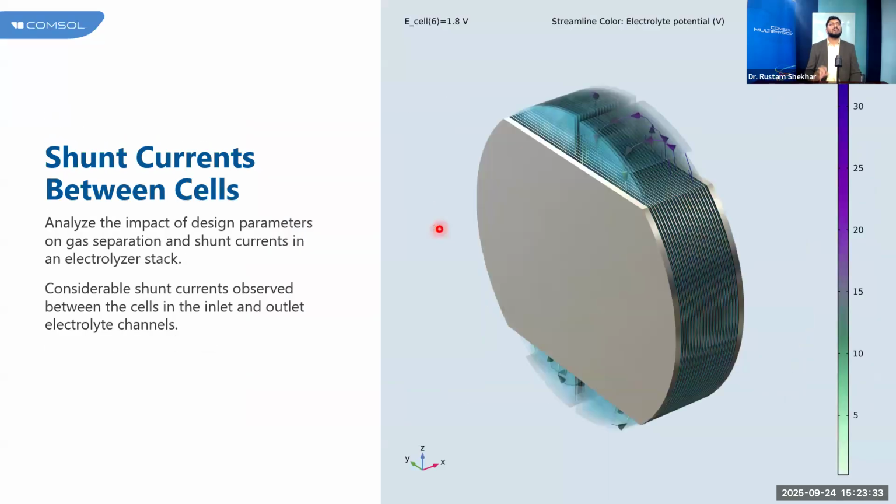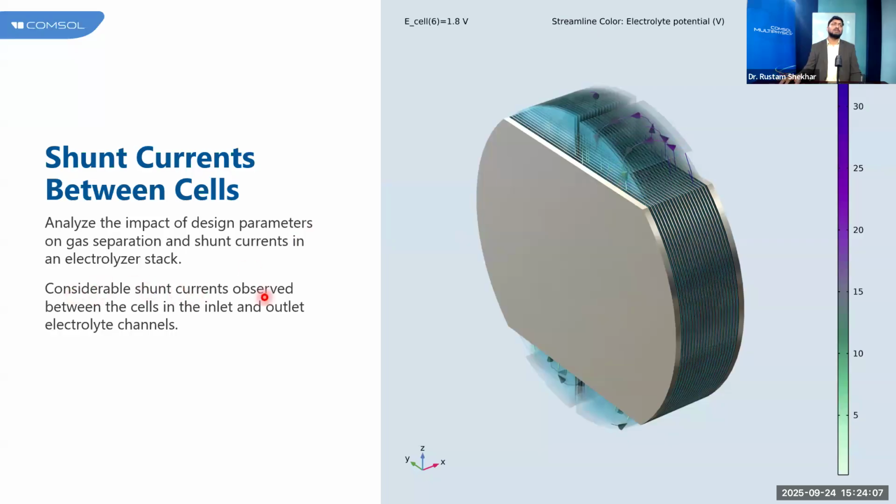But there is one side reaction, which we can call degradation, which may lead to a loss in capacity or loss in efficiency. Here we can see there will be some parasitic current flowing through the manifold or the channels. Then we can analyze the impact of design parameters like gas separation and the shunt current in the electrolyzer stack. Here again the potential is maintained, and we can see, when ions are available in the liquid, what their potential is and how they will move.